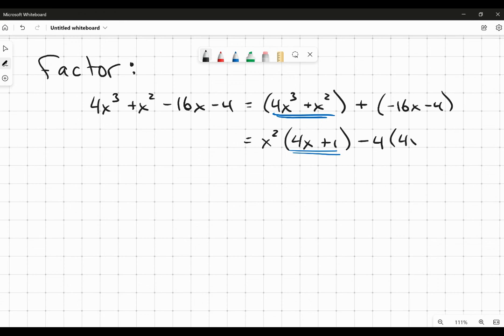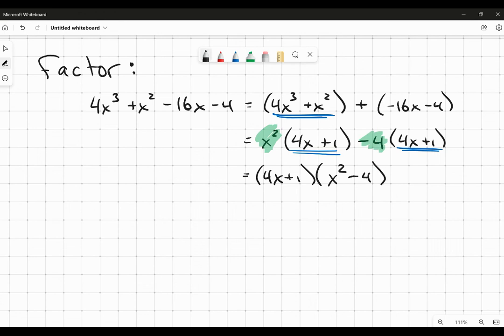And that's going to leave me with 4x plus 1, which is awesome because that tells me then, or I can see right now, that there's a common binomial factor of 4x plus 1. So I'm going to take that out, 4x plus 1. It was multiplied, undo that. It was multiplied by x squared here. So put an x squared here, and then in that second term, it was multiplied by that negative 4.